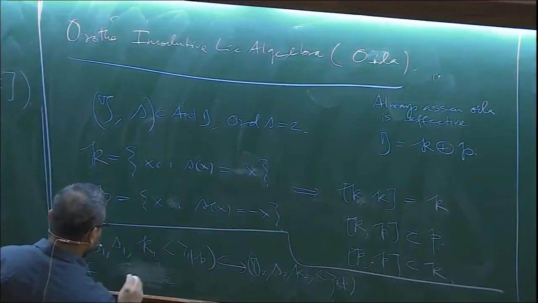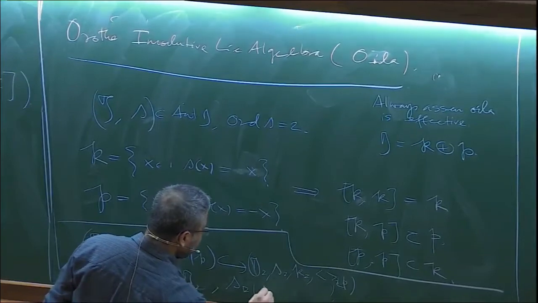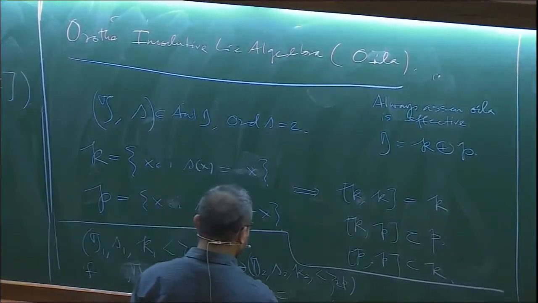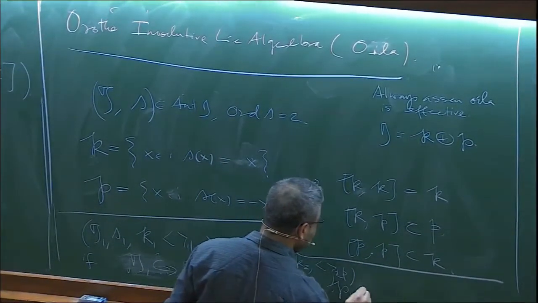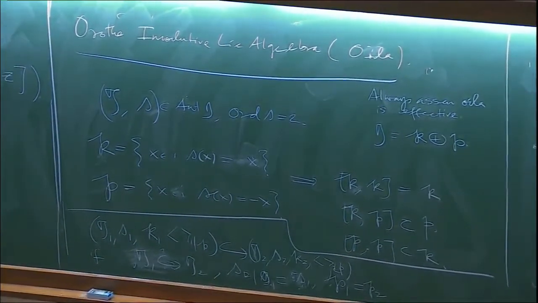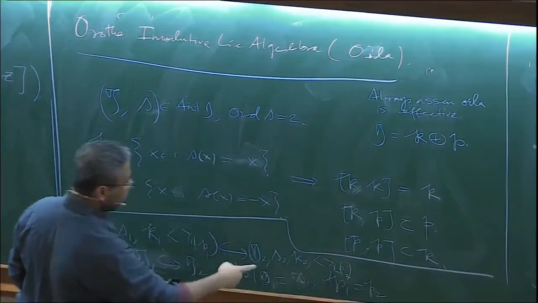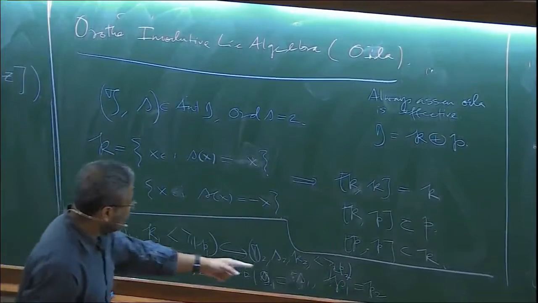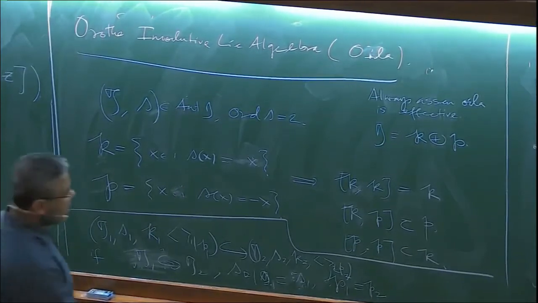If G1 is sitting inside G2, and S2 restricted to G1 is the same as S1, and P1 is the same as P2. Okay. The P parts are equal. G1 is the Lie algebra sitting inside G2, the restriction of P2 is the same as P1, and the involutive automorphism of G2 restricts on G1 to give me S1, and I assume that P1 is P2.